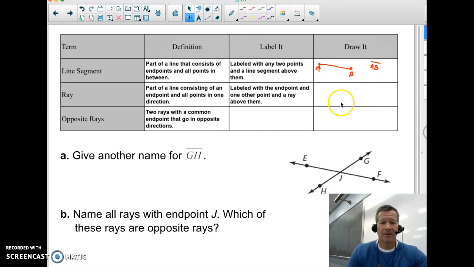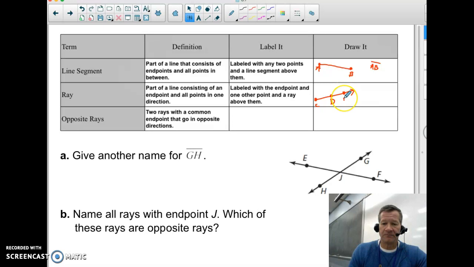line segment. Now, a ray is a part of a line that consists of an endpoint and all points in one direction. So it doesn't go in both directions, but it does go forever in one direction. So label with the endpoint and one other point and a ray symbol above them. So let's say I had a ray, it basically looks like this. It's going to have an endpoint on one end. Let's call this point C, and then it could have, again, an infinite number of points on here.